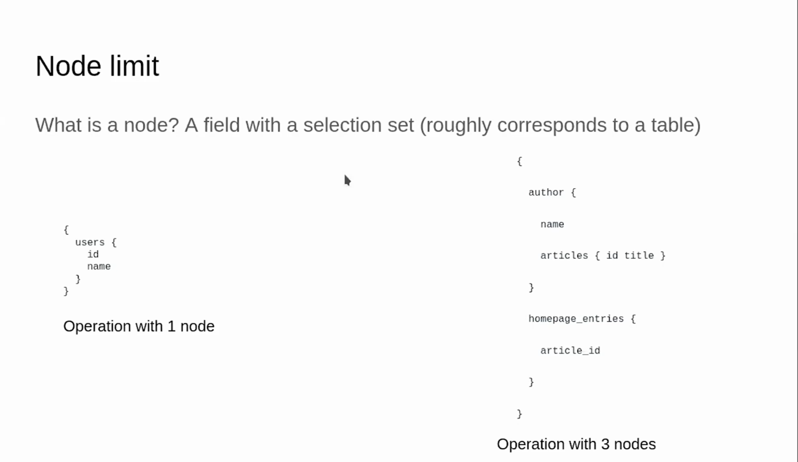Now we'll see how you can restrict that and what it means to restrict an API with a node limit.